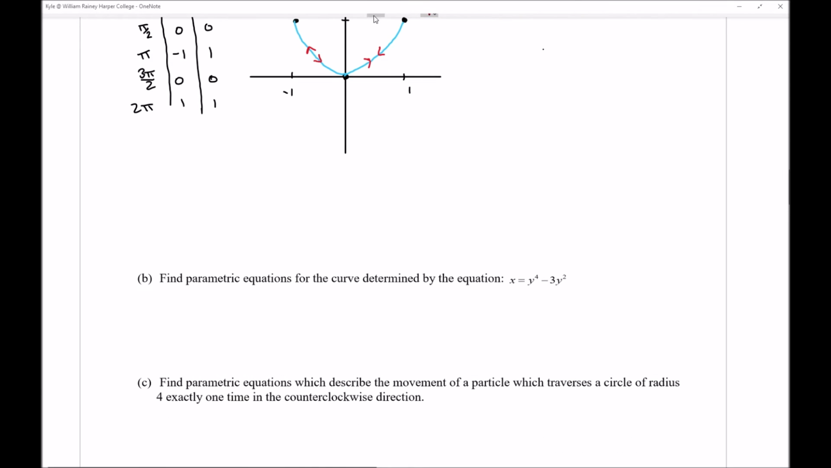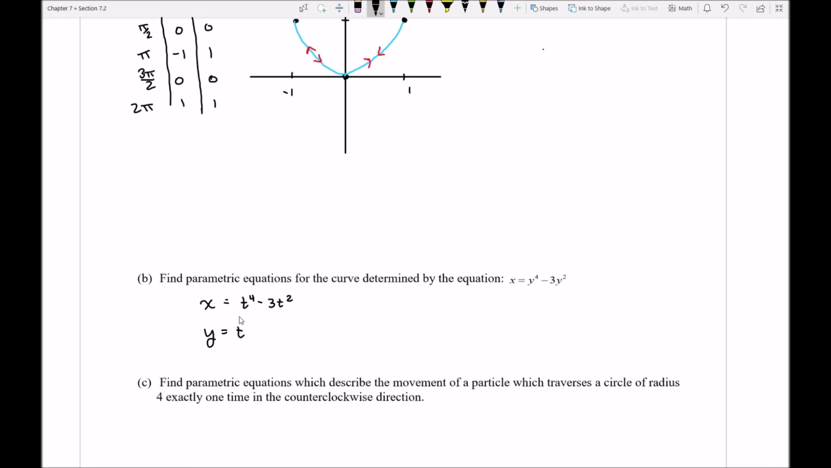If I take a look down here at part B, I want to find parametric equations for the curve determined by this equation. Well, something easy that I might be able to do here to split this apart into 2 curves is to say, what if y was just equal to the value of t? Then I could completely rewrite the x formula as t to the 4th minus 3t squared.